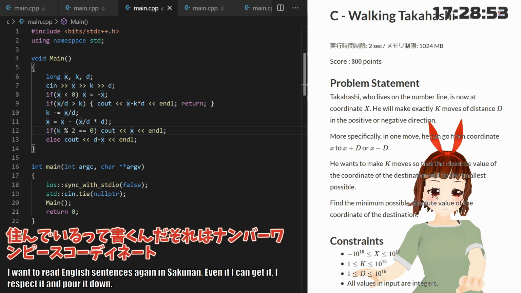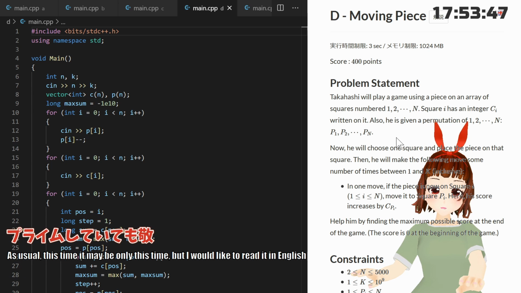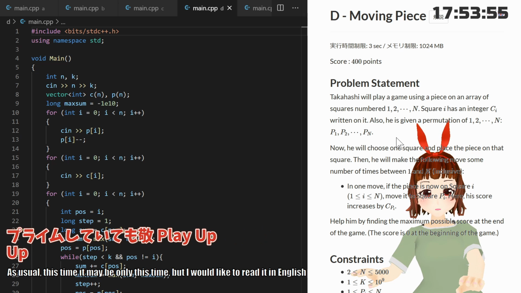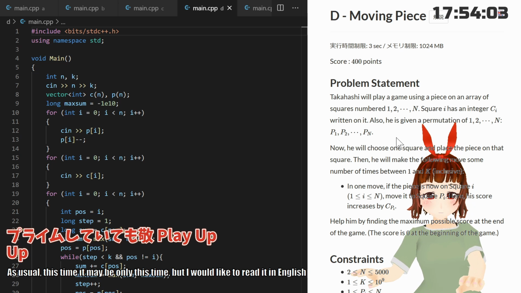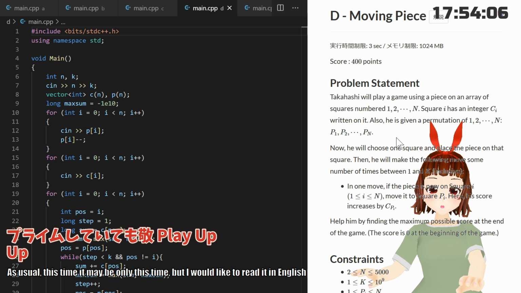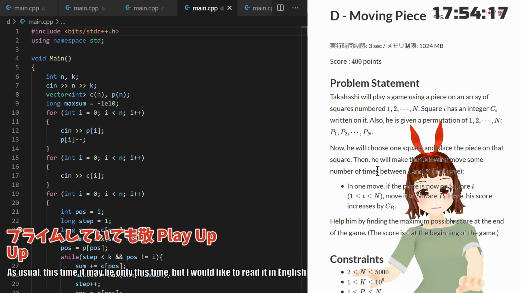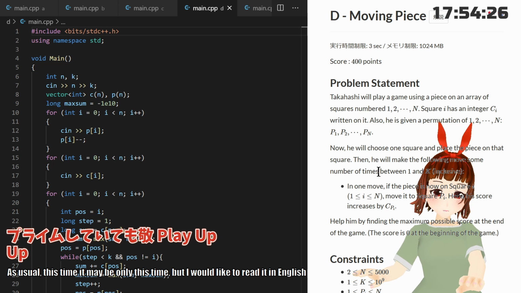I see. Problem statement. Takashi will play a game using a piece on the array of squares numbered 1 to N. Square i has an integer Ci written on it. Also, he is given a permutation of 1 to N, P1, P2, ..., PN. Now, he will choose one square and place the piece on that square.